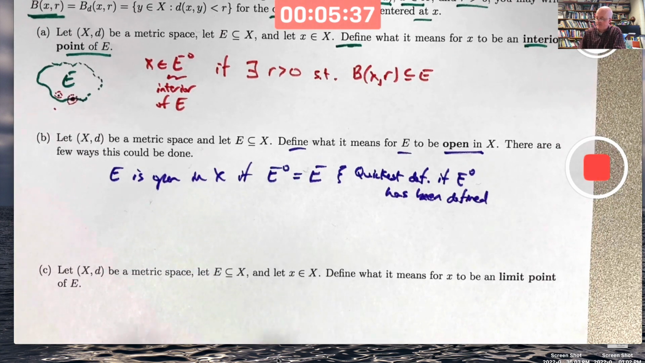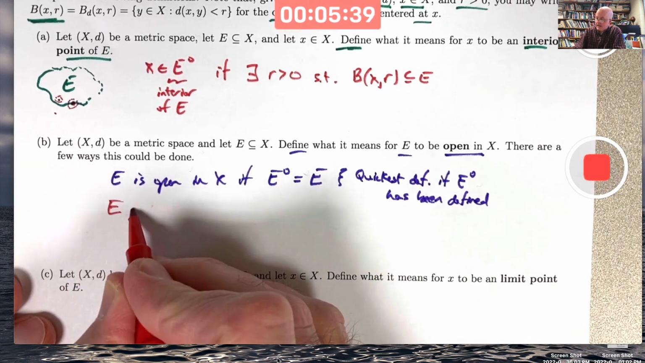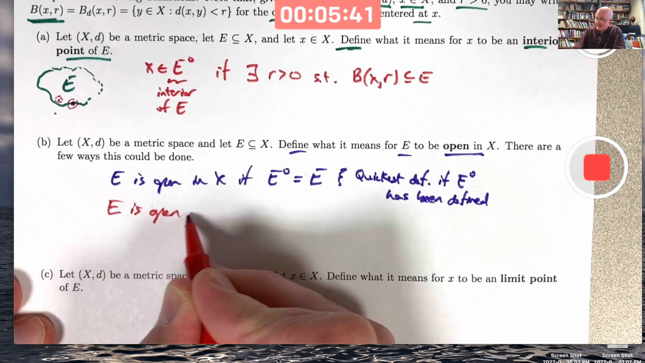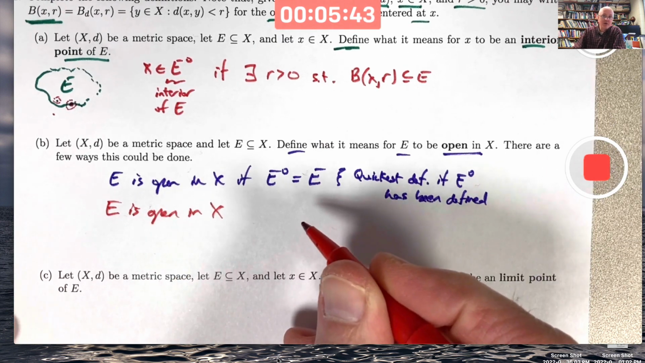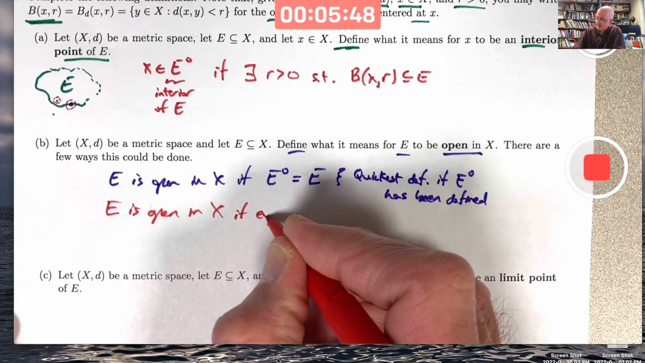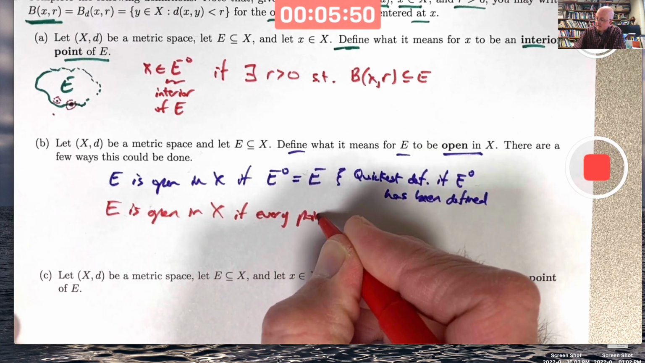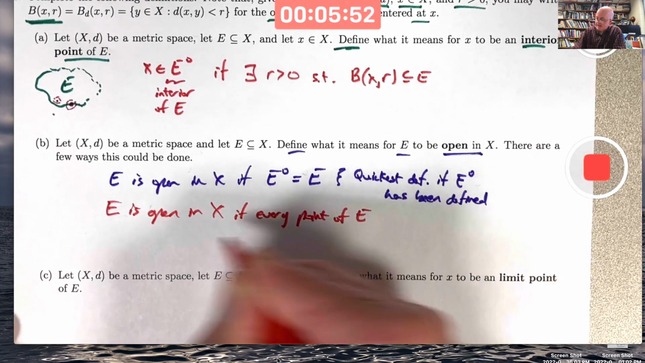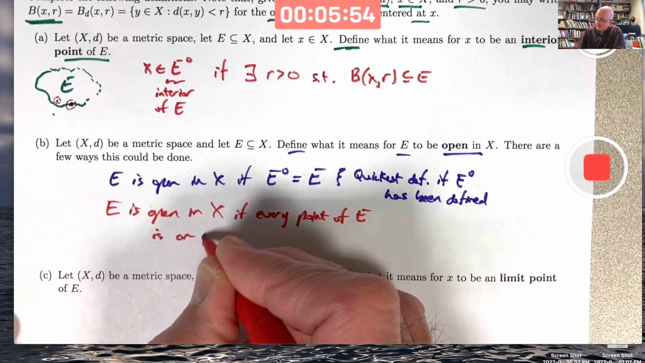More officially, E is open in X if every point of E is an interior point of E.